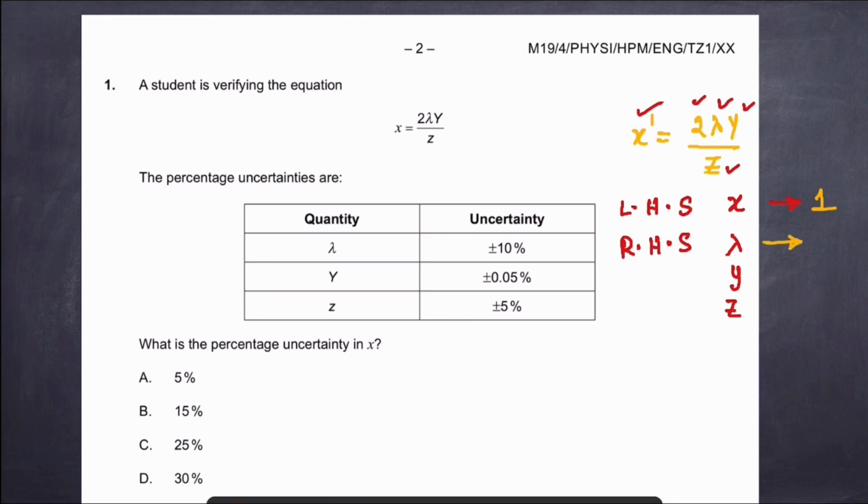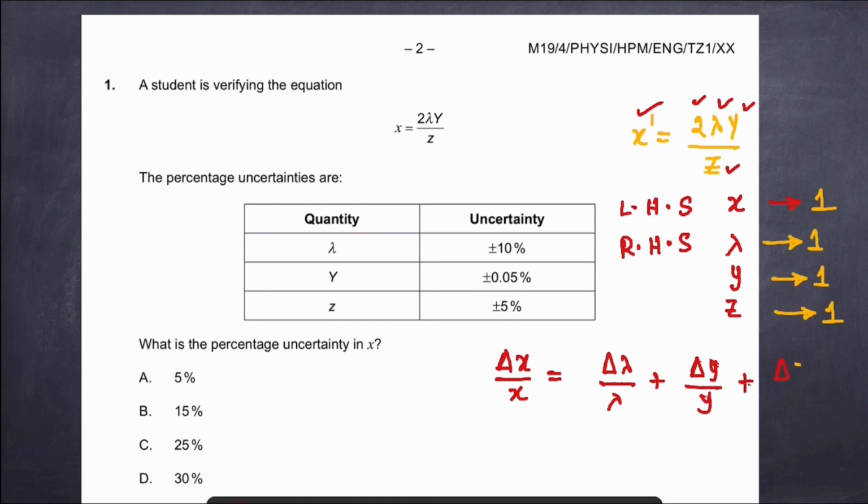The power of lambda is 1, the power of y is 1, and the power of z is 1. So by the theory of errors I can write that delta x by x, similarly, in all the questions the same expression will be followed: delta lambda by lambda plus delta y by y plus delta z by z. In all of the variables the power is 1 in front, so we will multiply 1 with all of the variables.